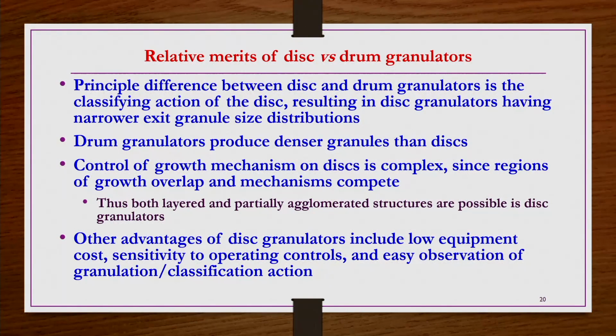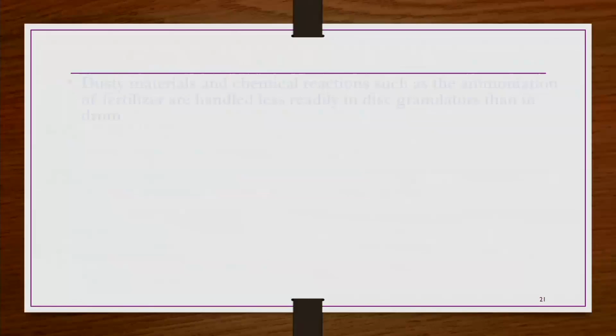However, the disc granulator has several advantages, which include low equipment cost. The equipment cost is very low, sensitivity to operating variables is under control, one can easily control it, and there is easy observation of granulation and classification action. So, one can easily observe the granulation process as well as the classification process, so that if anything goes wrong, one can take the necessary remedial action immediately.